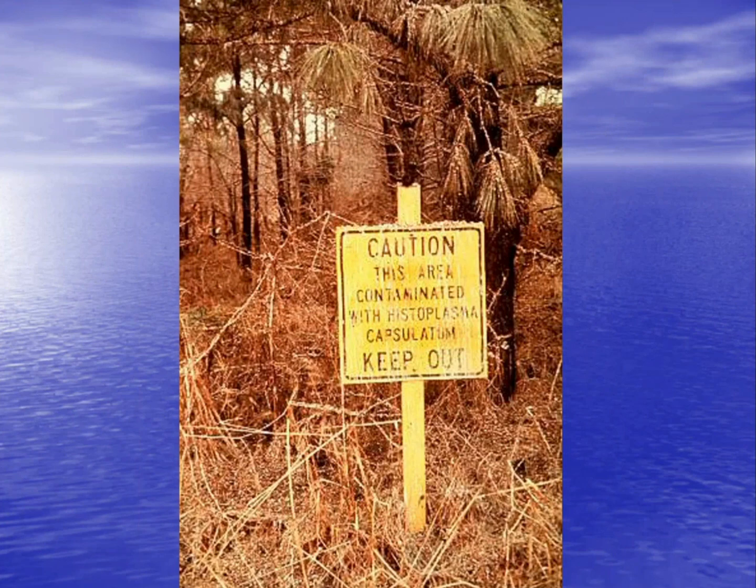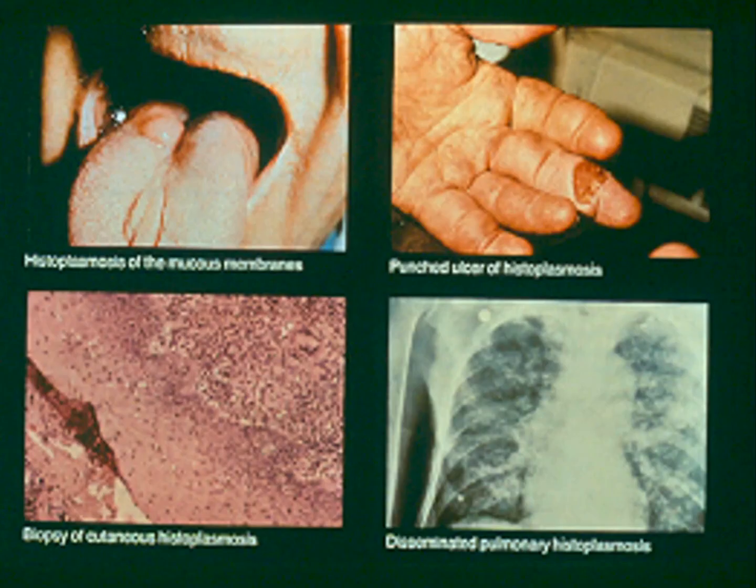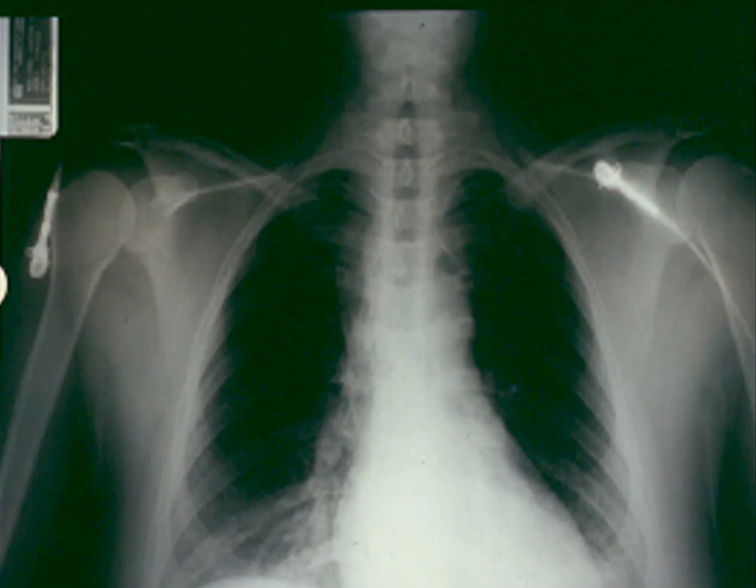As you were hiking, you forgot to see this sign. So: histo, keep out. Next. Histo likes to affect, just like blastomycosis and paracoccidioidomycosis, your mouth and your nose. So you could see things that look like cancer on your tongue or around your nose, or an ulcer. Your lung X-ray or CAT scan is sort of non-specific. It could look like anything. Next.